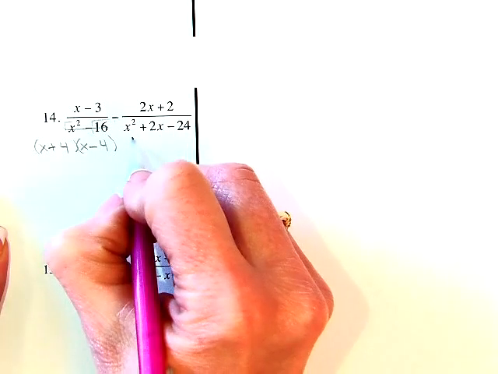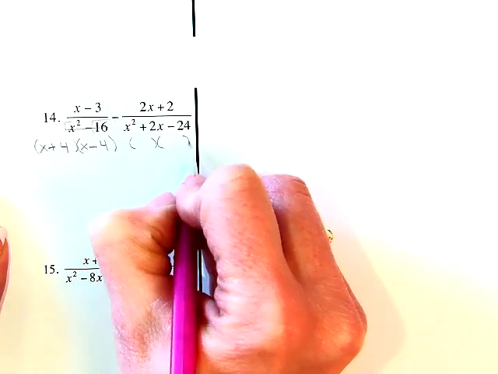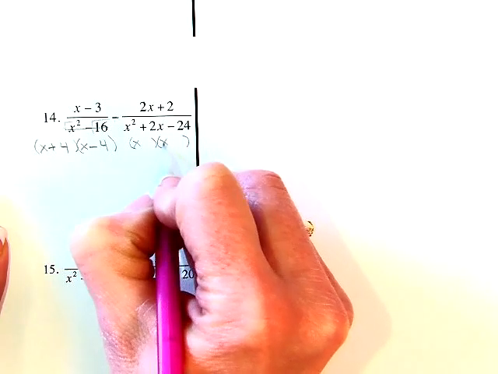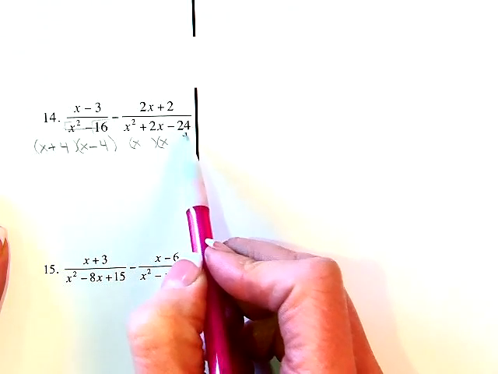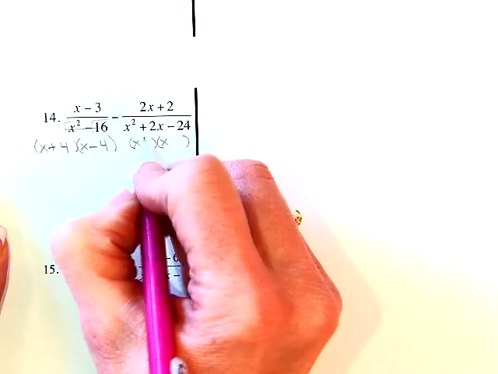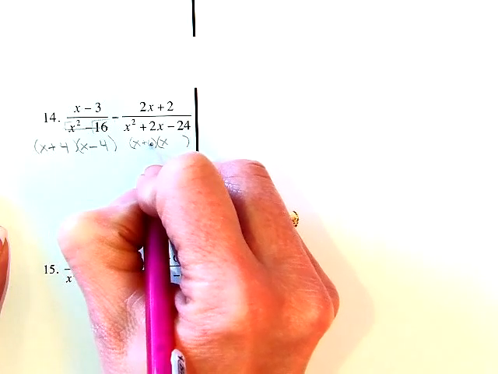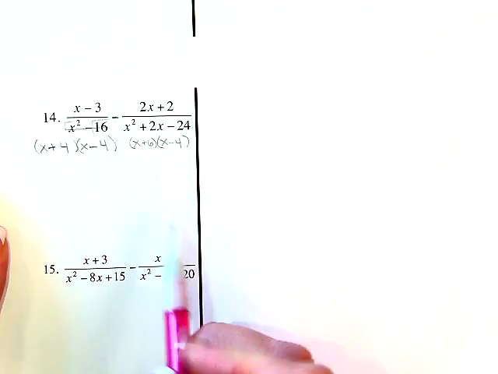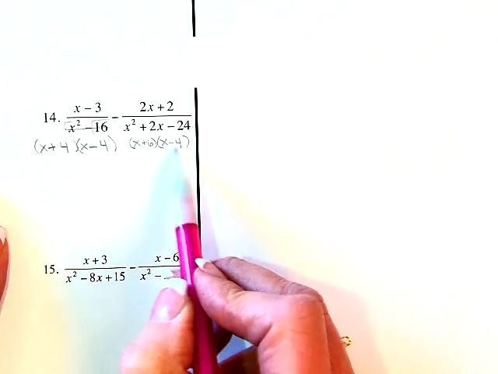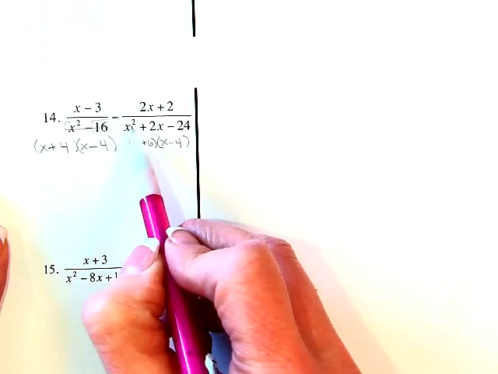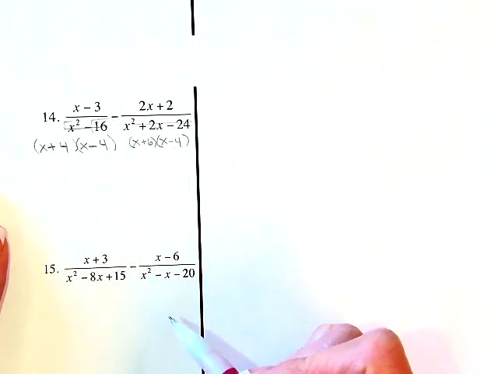All right, then we're going to factor this one. And we are looking for two numbers that multiply to be negative 24 and add to be 2. I'm thinking of a positive 6 and a negative 4. Let's double check. 6 times negative 4 is negative 24. 6 plus negative 4 is 2. Check. So I'm going to cross that off.